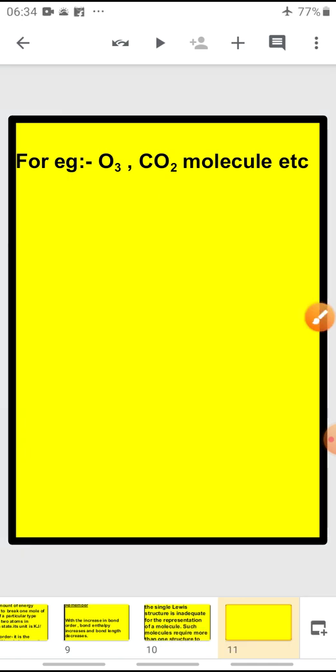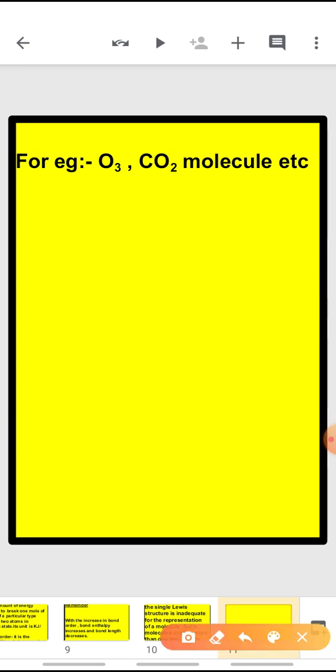Now another example I am taking, that is the carbon dioxide molecule. In carbon dioxide, as it is clear from the formula of carbon dioxide, there is one carbon atom in the carbon dioxide molecule and two oxygen atoms.